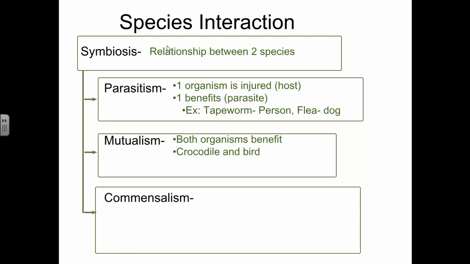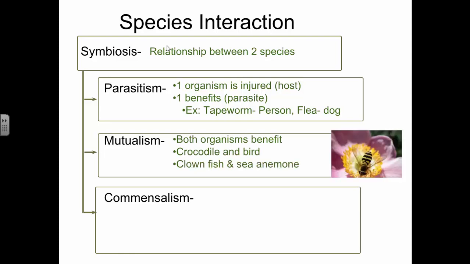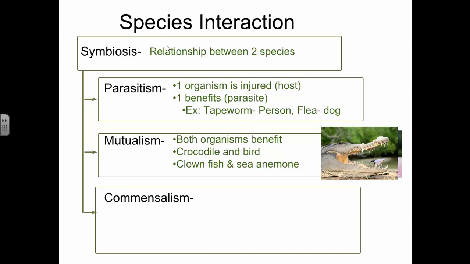Okay. I'll show you an example here. This is a bee pollinating flowers, right? The bee benefits because it gains nectar, and the flower benefits because the bee pollinates it. This is the Nile crocodile and the Egyptian plover. The Nile crocodile is a ferocious predator, kills people sometimes.